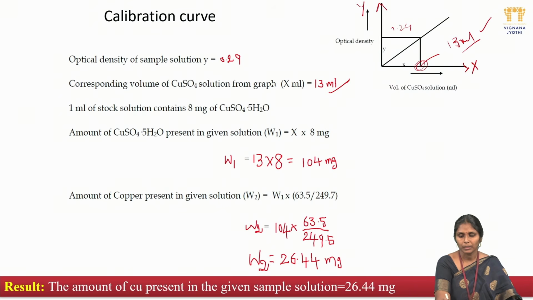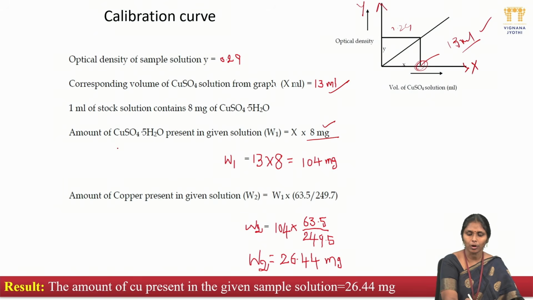So that is 13 ml. We already know that the stock solution concentration is 8 mg. That 8 mg we have to substitute here. That is the amount of copper present in the unknown solution, W1. W1 is 13 into 8 mg, so we get 104 mg. Then, what is the aim of our experiment? We can estimate the metal ions present in the metallic solution. So we have to find out W2.